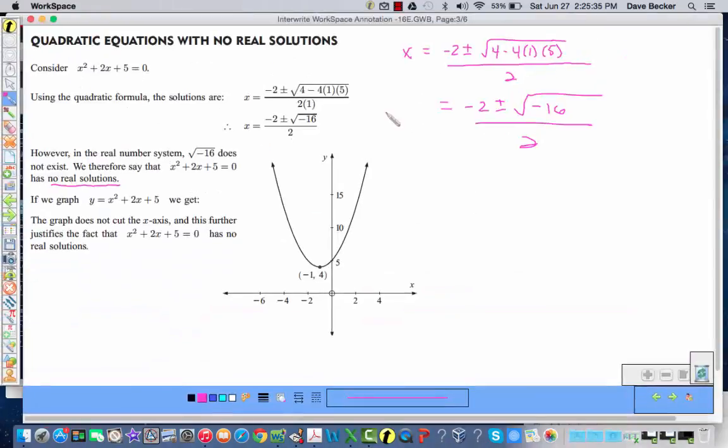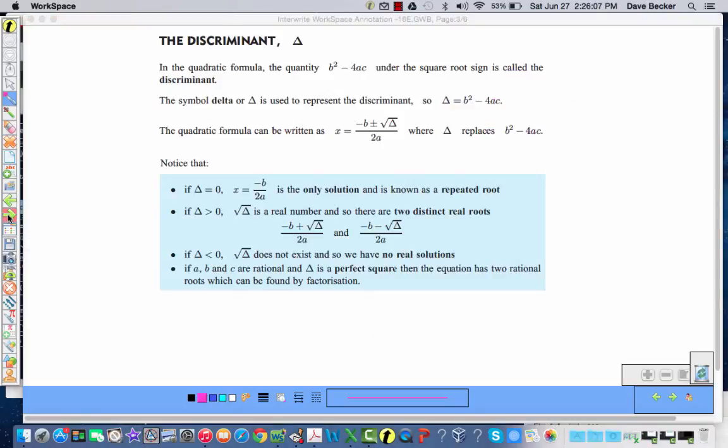If we graph this, look, it does not touch the x-axis. It does not cut the x-axis. So that's what the graph would look like. The graph of a quadratic that has no solutions would either be like this, or it could be something like this, where it never touches or intersects the x-axis. And if you notice, that's going to occur when we have the square root of a negative number. So that's why something called the discriminant becomes quite powerful.